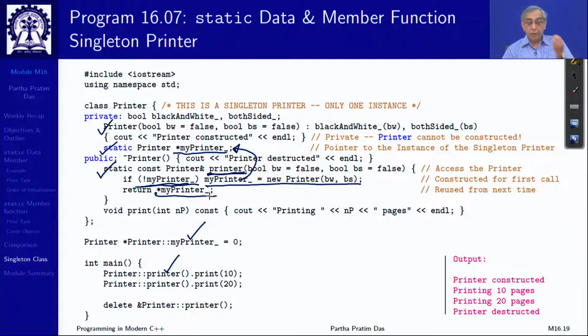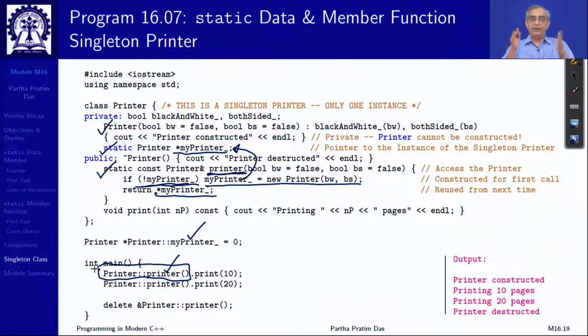So, I get both the points that were asked for in a singleton, that is, this will ensure that I can create exactly one object, not more than that, because my constructor is private. And there is a single point of access, that point of access is this static member function. Every time I need the printer, I call that member function, it gives me the same printer. First time it constructs and gives, second time onwards it just keeps on giving the earlier.